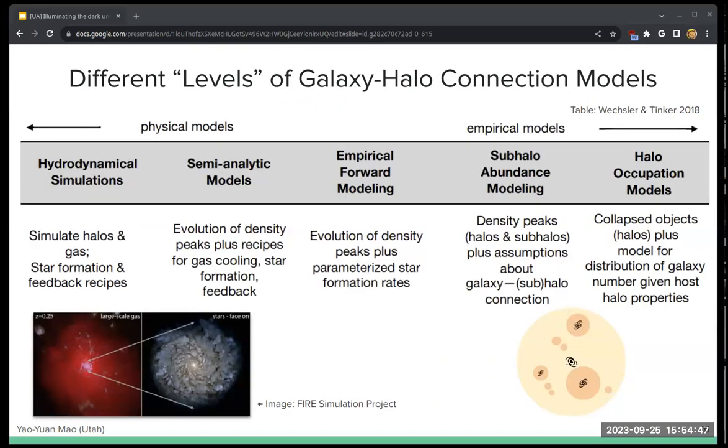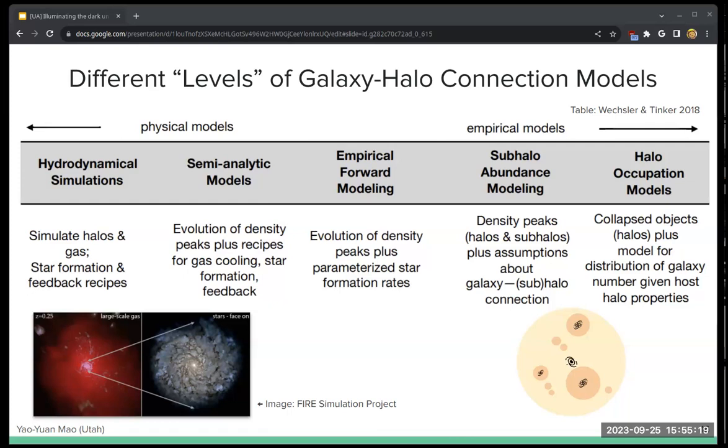So there is a wide range of levels of galaxy halo connection models. You can go all the way to actually run the fully hydrodynamic simulation, which is still not first principle because you don't actually resolve individual stars. So you still need to put in some empirical prescription in there. You can also go all the way to halo occupation model, which really is a very large scale description that tells you at a given halo how many galaxies you might find. So there's a wide range of things you can do.